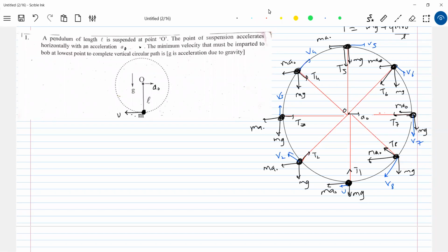So what do you mean by the critical velocity? The speed of the bob will be least. So where can it be least now? At 6 only. We'll agree that the speed of the bob will be least at 6 only.